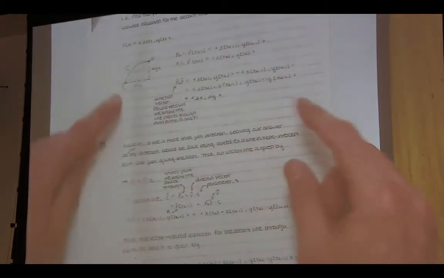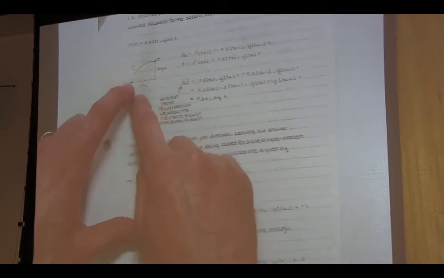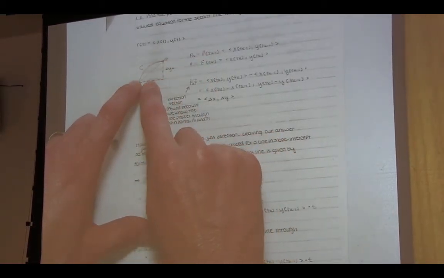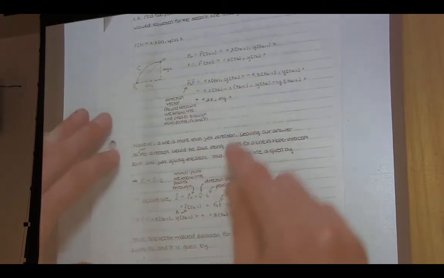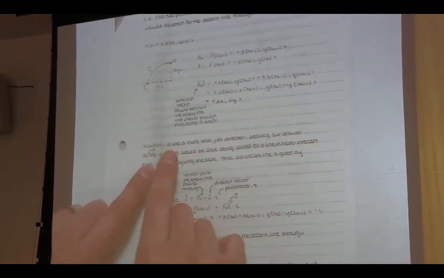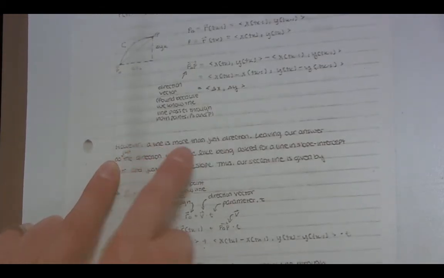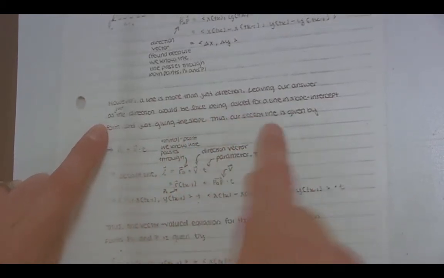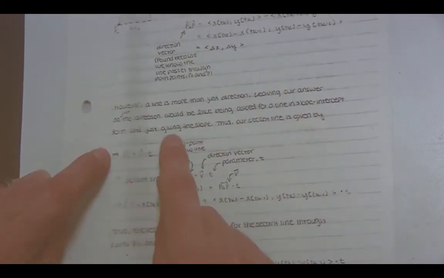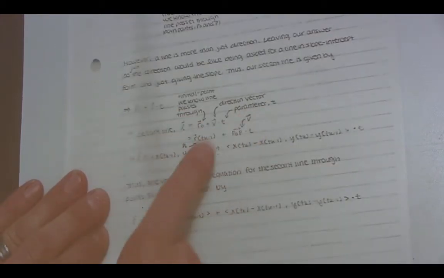What I really like about this is that this person is hitting multiple aspects of her concept definition. She's doing diagrams. She's making the connection between the diagrams that she writes and the symbols in words and in mathematics. And then she's actually using her own language. So this is not language that we have in the book. This is not a straight copy. "However, a line is more than just a direction. Leaving our answer as a direction would be like being asked for a line in slope-intercept form and just giving the line slope. Thus, our secant line is given by," and then she's really doing call-outs.